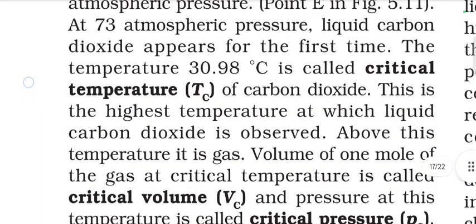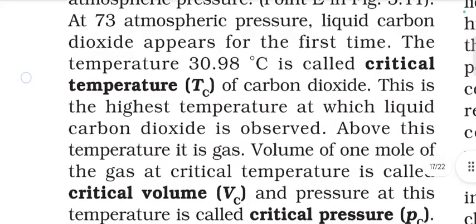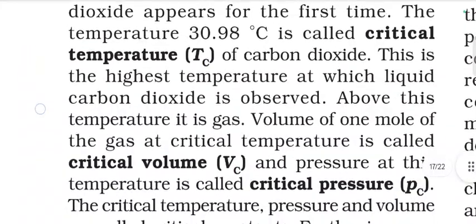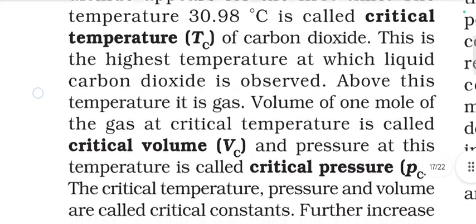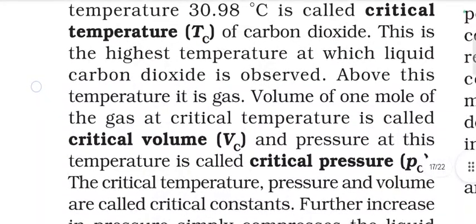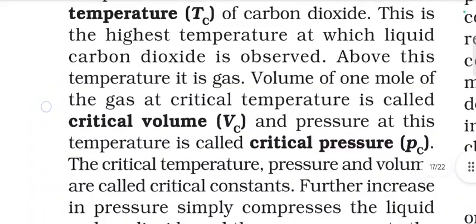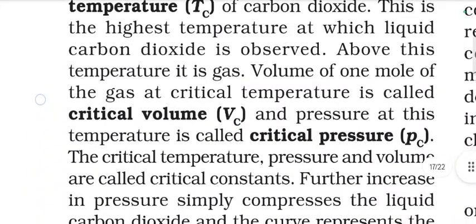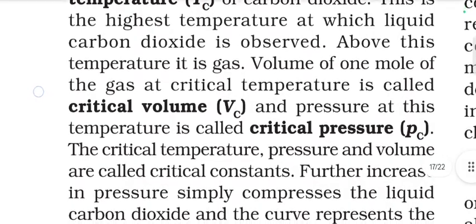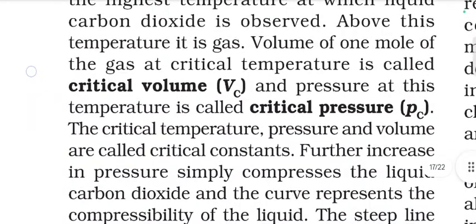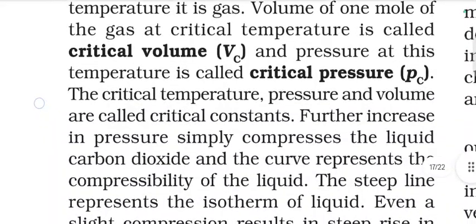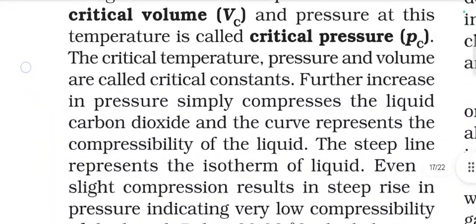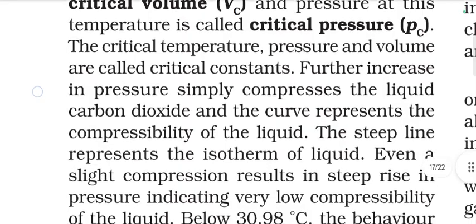The temperature 30.98 degrees Celsius is called critical temperature Tc of carbon dioxide. This is the highest temperature at which liquid carbon dioxide is observed. Above this temperature, it is gas. Volume of 1 mole of the gas at critical temperature is called critical volume Vc, and pressure at this temperature is called critical pressure Pc. The critical temperature, pressure and volume are called critical constants.